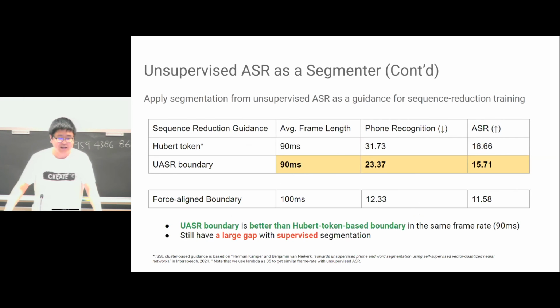After that, we tested it with the sequence reduction model, which was introduced by Hao and Mengyan a few hours ago. We used it as sequence reduction guidance, in contrast to the HuBERT tokens we were using to do the segmentation. We get significant improvements in phoneme recognition and ASR, but we still have a very large gap in the forced-aligned boundaries. This means we still have a long way to go for unsupervised segmentation.